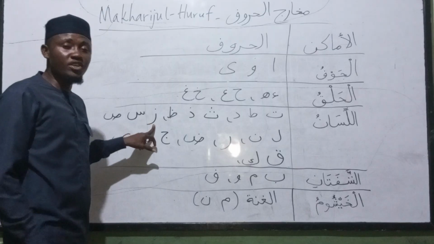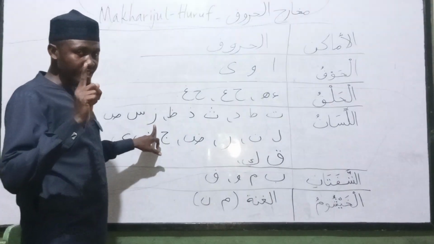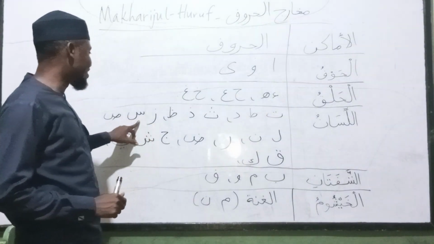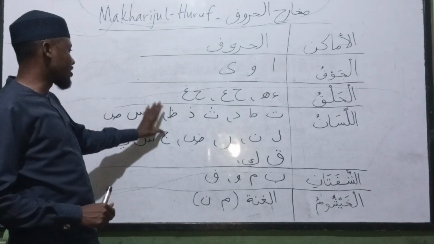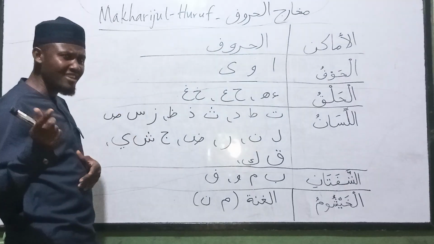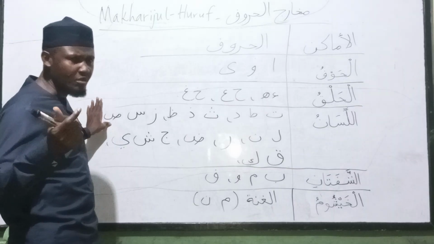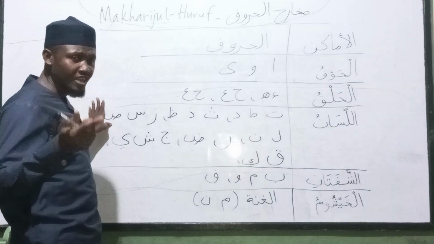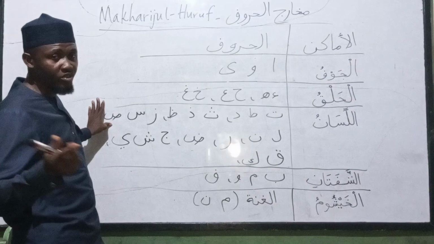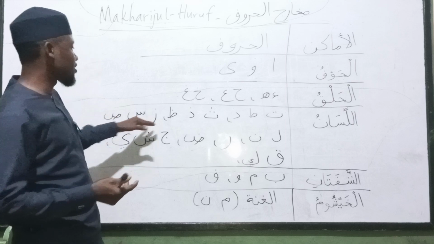Now the next one is Zaif, and Sin, and Short. If you look at these three, if you take note in our last lesson, there's something that joins them. There's an attribute that joins them. You remember Asofir, whistling sound. Yes, the three of them.